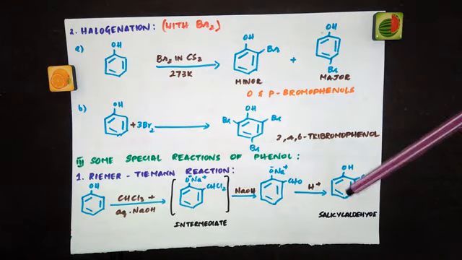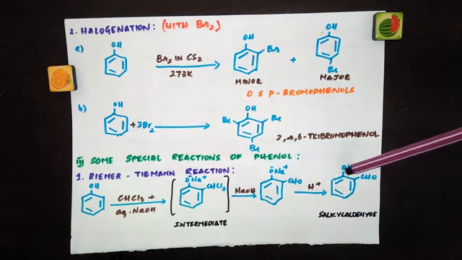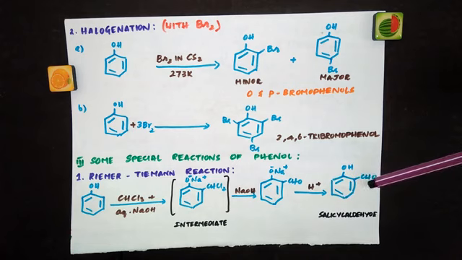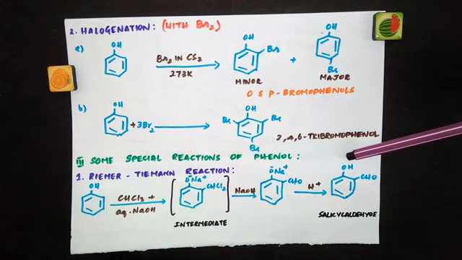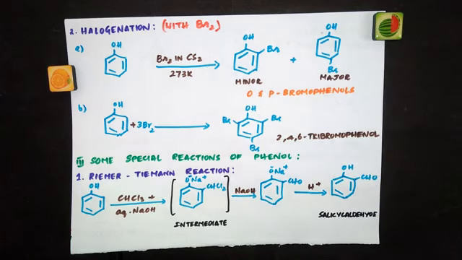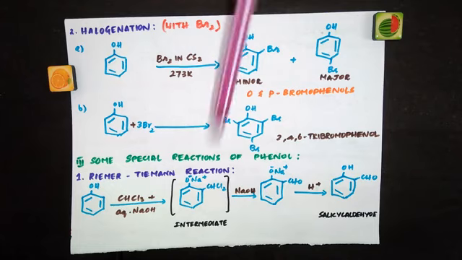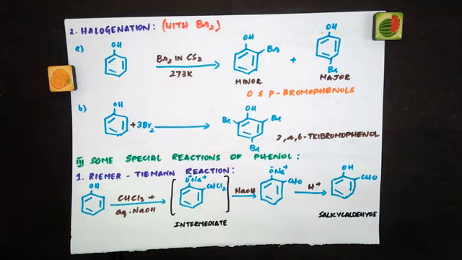We call this 2-hydroxy. This is the main functional group. So this is the substituent. 1, 2, second position. 2-hydroxy benzaldehyde is the IUPAC name of this compound. So this is Reimer-Tiemann reaction. So when they ask you to write Reimer-Tiemann reaction, you have to write this entire reaction and name these compounds.